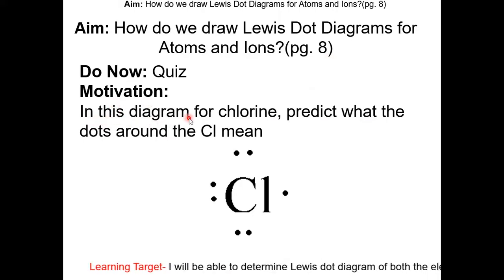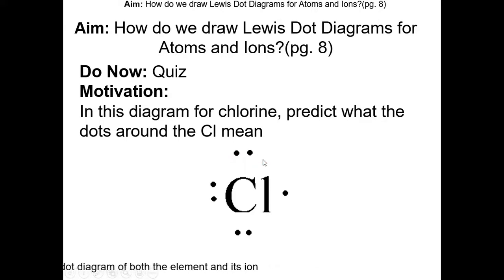Motivation. In this diagram for chlorine, predict what the dots around the Cl mean. This is a new model that we are going to talk about. It's called the Lewis dot diagrams. These dots do stand for electrons, but not all of chlorine's electrons. It only stands for the valence electrons.